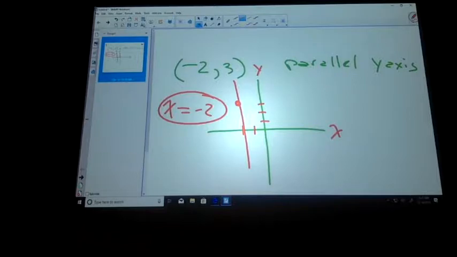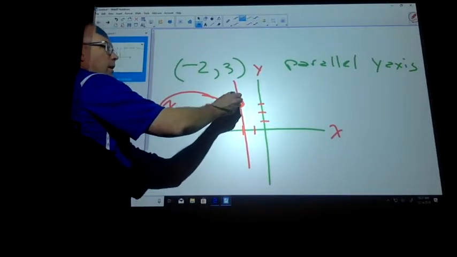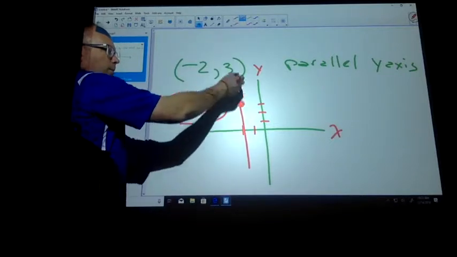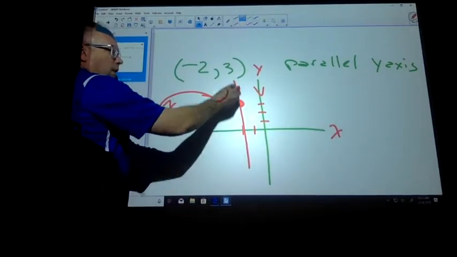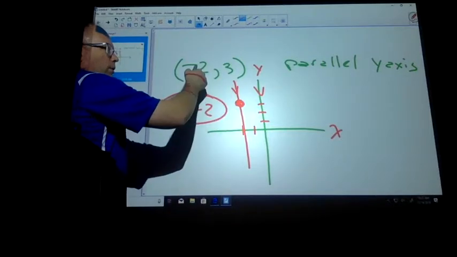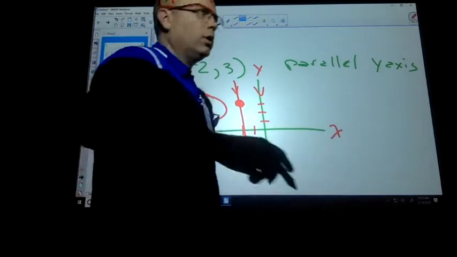Does everyone understand what that question asks? So think of where my point -2, 3 is. It's right here, right? And if I were to draw a line parallel to this line, so these lines have to be parallel. It's going through that point, so it's going through the x component. And being a vertical line, it's x equals.